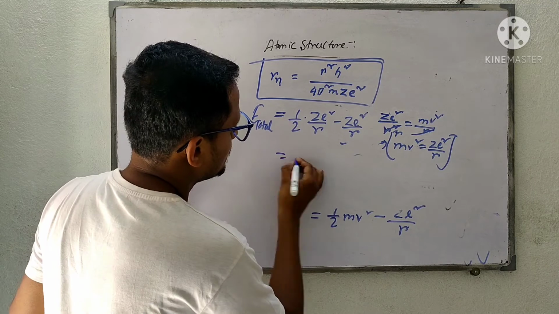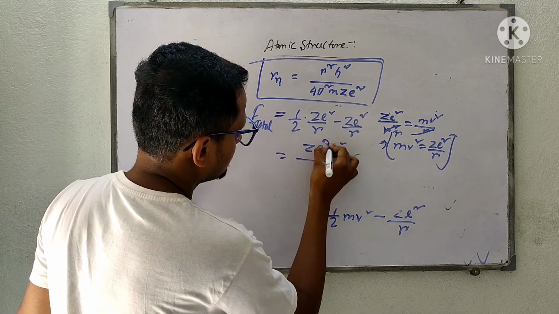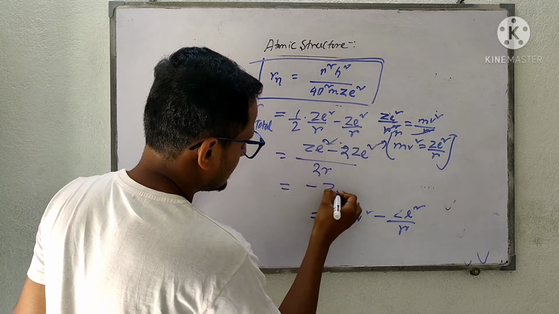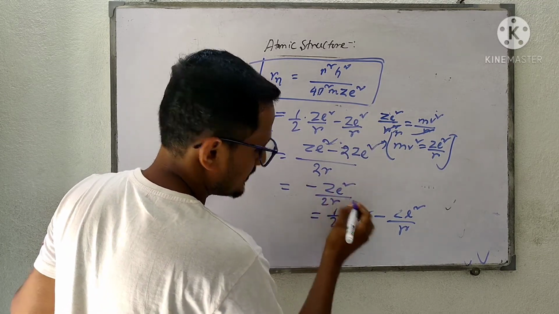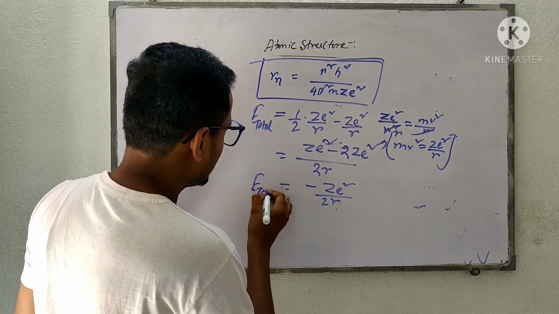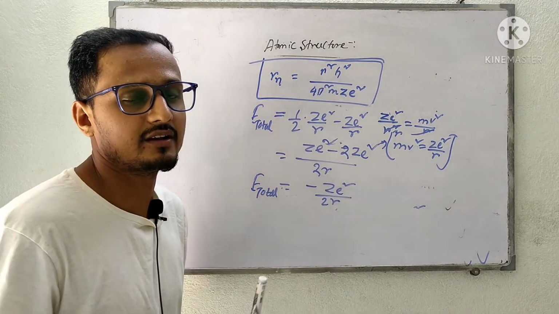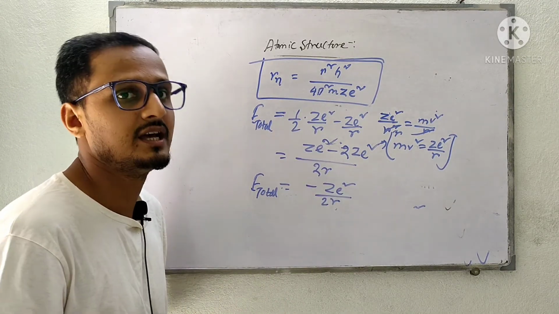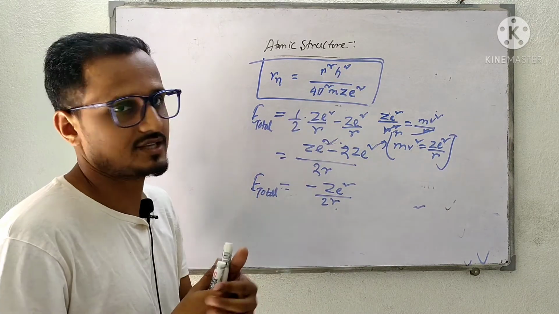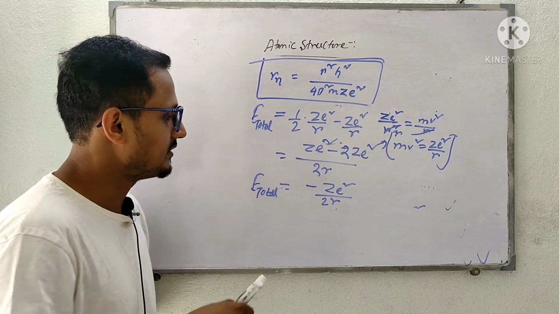Now 2r will be the LCM, so you will get z square minus 2 z square, so you will get minus z square by 2r. Okay, this is the total energy. Now if you substitute the value of r from here, then you will get a value of total energy which will consist of n, that means the number of the orbit, the Planck constant, pi, m, the mass of the electron. All the things you will get.